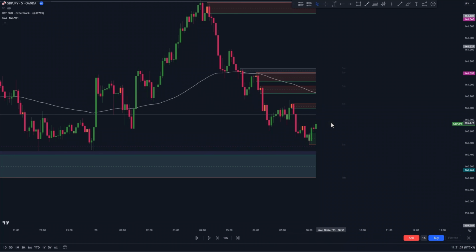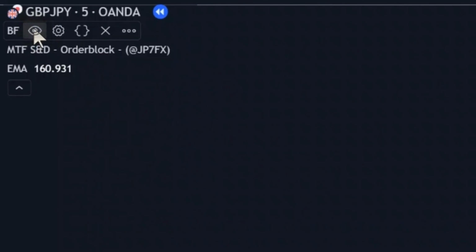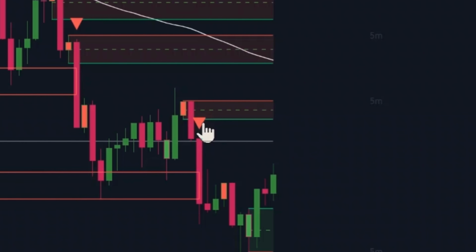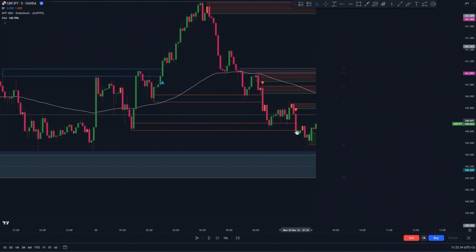Now, after we have a supply zone within a bearish trend, the next thing we want to have on our chart is for the price to break below a key level, also known as a break of structure. To confirm that, we're just going to activate our breakout finder indicator by clicking right here. There is this red downward arrow, which indicates that the price broke and closed below this key level, which is basically a previous support level indicated by this red rectangle.